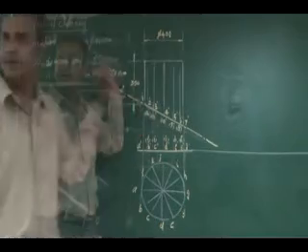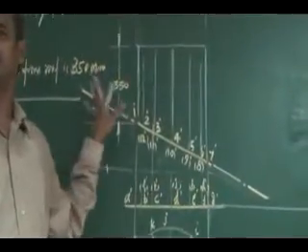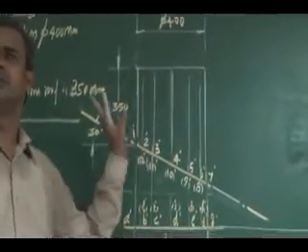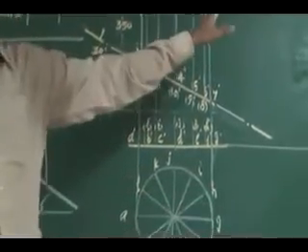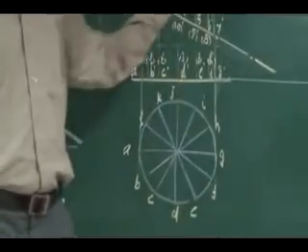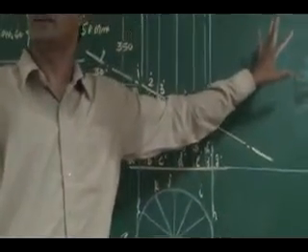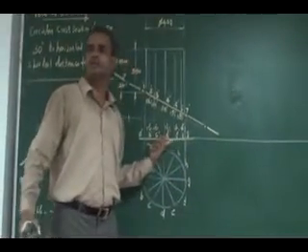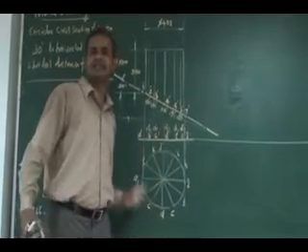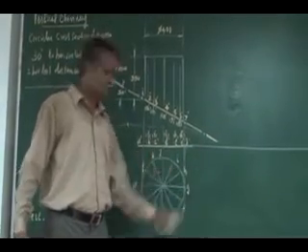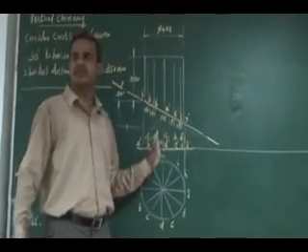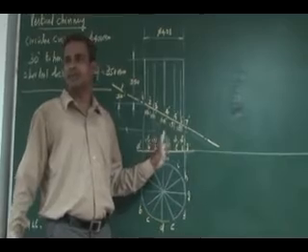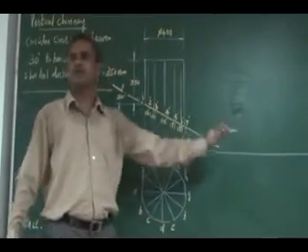Then the cutting plane here. The cylinder you can develop: the lateral surface development of the cylinder is nothing but a rectangular sheet of length equal to the circumference of the cylinder, the circumference of this circle. What is the circumference? Pi d. The diameter is 40, so it will be pi d.